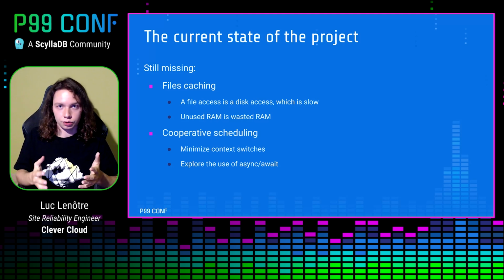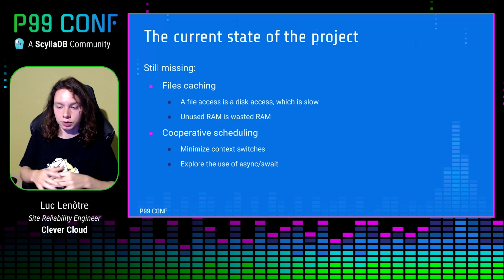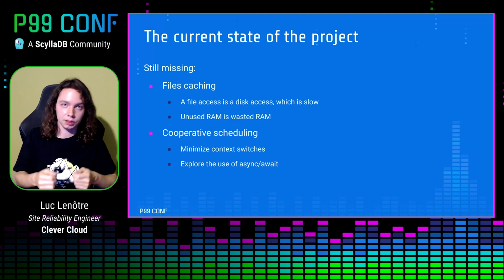And Rust has a great feature actually for asynchronous code with the async and await keywords. So it's probably worth checking it out, and it could allow to implement that in a very elegant way.